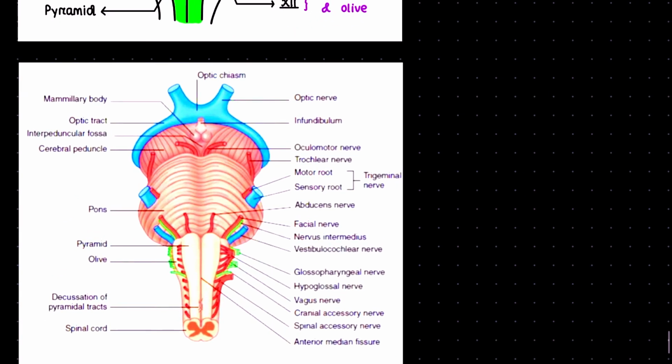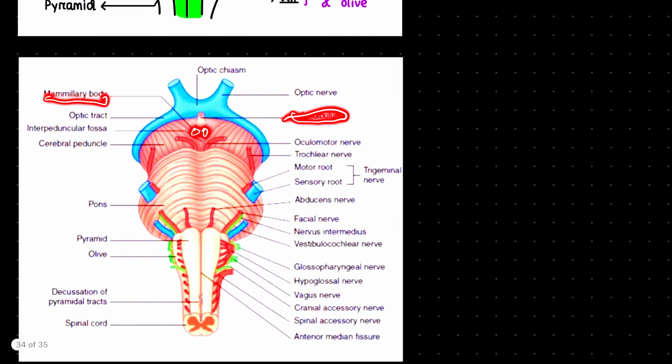Okay, let's focus. We talked about this region. What is this region? This is our interpeduncular fossa, and we are talking about its content right now. Let's say this is our infundibulum, we'll talk about this in detail afterward also. Infundibulum is right here, and you can see the mammillary body right here.